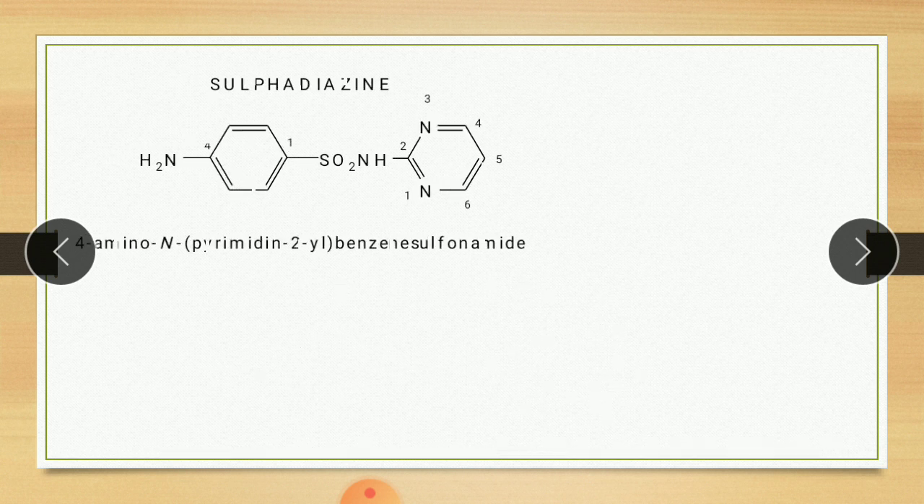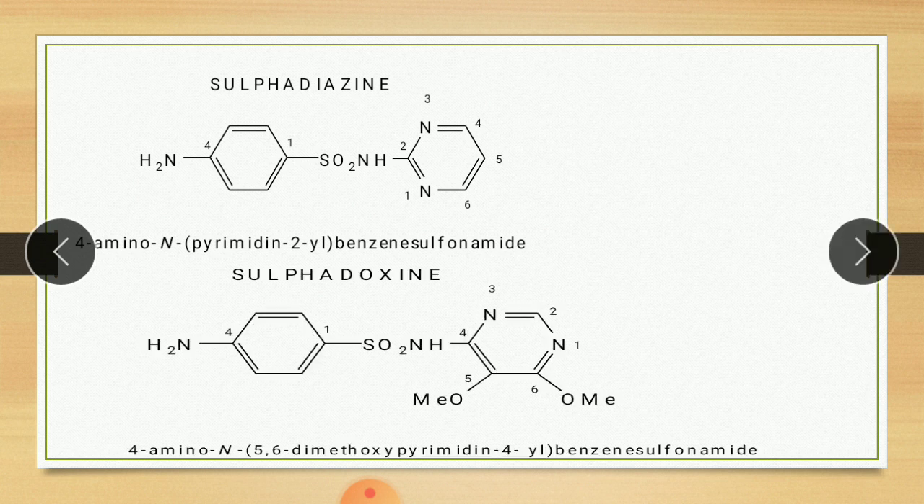Next drug, sulfadiazine. So here sulfadiazine, again it contains a pyrimidine ring. So IUPAC name: 4-amino-N-pyrimidin-2-yl benzene sulfonamide. So it is the IUPAC name of sulfadiazine.